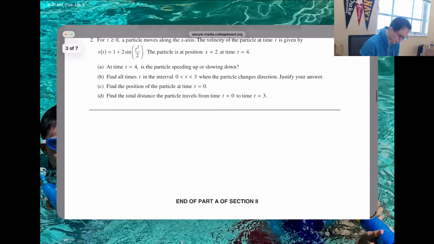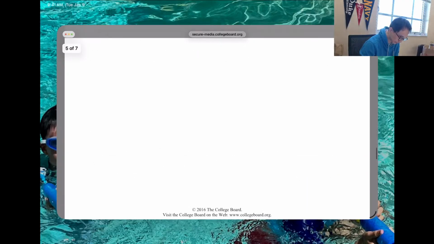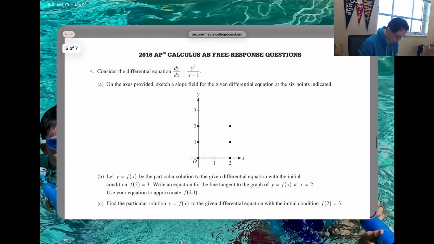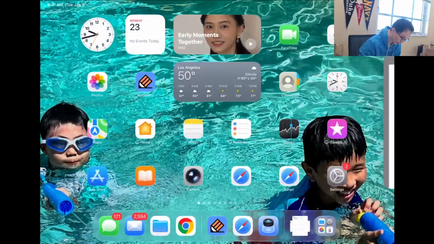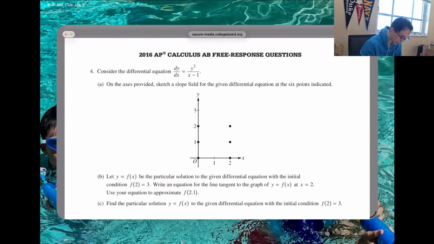Let's see if you have a question about differential equation. Oh, there is one. Do you see? They say C. Which one? A, B, or C? No, the question. What's the question look like? It is C, because they say find the particular solution by using the given differential equation with initial condition f(2) equal to 3. Now, everybody should be able to do this one, but we're not going to do this one because we're going to give you a harder one. And this is the actual AP exam question. We're going to show you 2016.